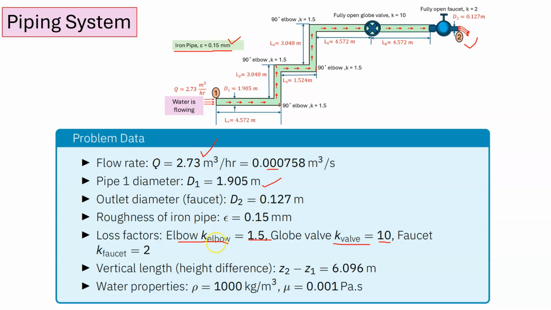For the vertical length, the height difference, there are two vertical pipes, one vertical pipe and another vertical pipe, so the height difference is L4 plus L2, which is 6.096 meter. And for water properties, rho you can take as 1000 kg per meter cube, and viscosity is 0.001 pascal second.